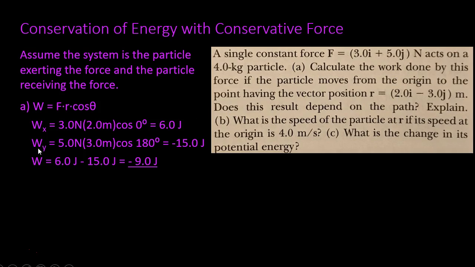Now when we get to the y dimension, the y component of the force is 5 newtons. The y component of the displacement is -3 meters. So we put the magnitude in as 3 meters, but because it's in the opposite direction of the force, we're going to have 180 degrees separation in the vectors. That gives us a theta of 180. And of course, when we do the math, we get -15 joules. And when we add the two components up to get the total work performed, we see that it's -9 joules.